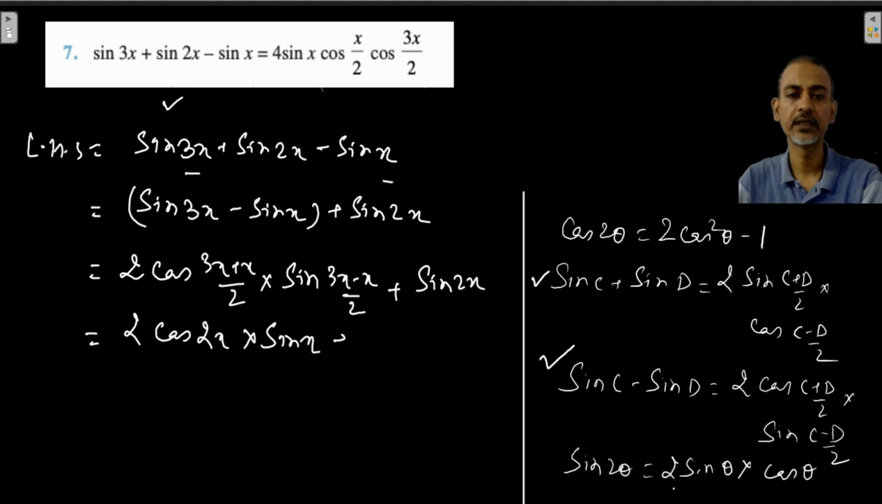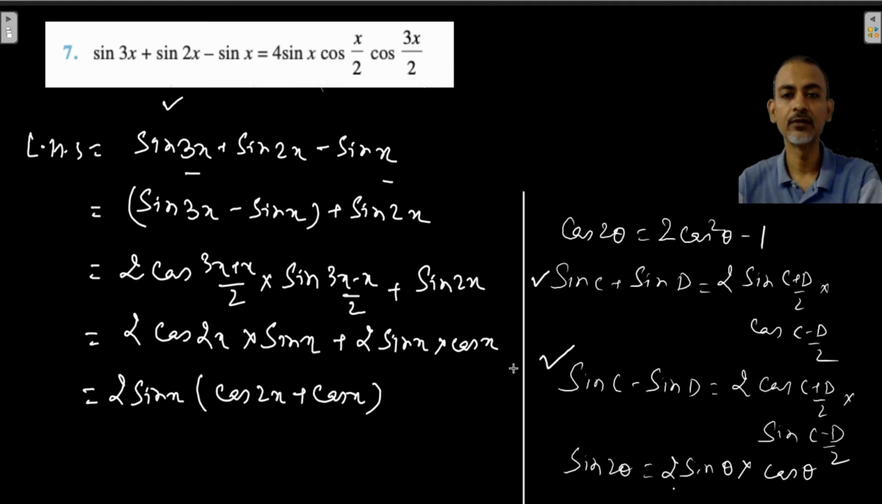I got sine x, and sine 2x, can I write it as 2 of sine of x into cos of x. So you see that on the right hand side we had to have something in sine x, and something like sine x is appearing twice over here. So we'll just take 2 of sine of x common. So we will be left with cos of 2x plus cos of x.